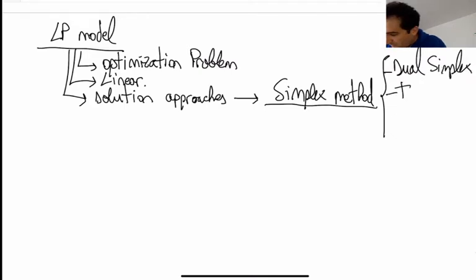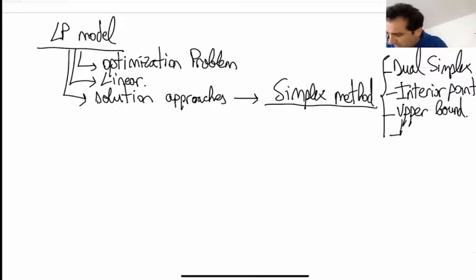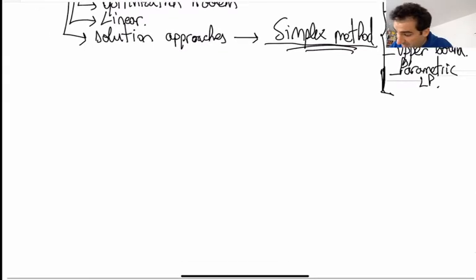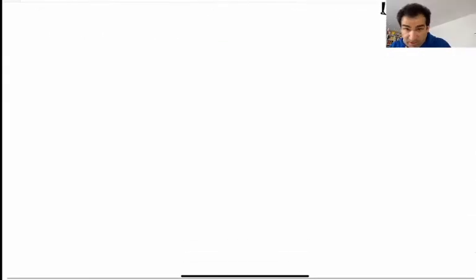We have the interior point method, upper bound method, and parametric linear programming. But in any case, we stick to the simplex one. Well, let's start by stating the canonical.